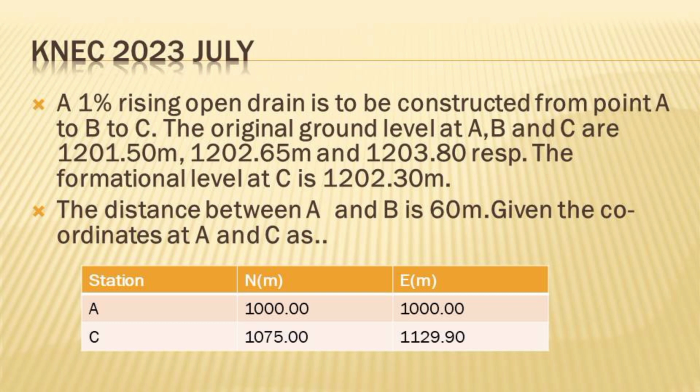The distance between A and B is 60 meters. Given the coordinates at A and C are as follows, there we have a table. We have been given the northing and the easting of A and C. This is a concept you know, a question tackled under module 2 under survey, that is traversing by theodolite. The examiner sight-based. Given those two coordinates, you can calculate the distance between A and C, and that is what they needed you to do. The question continues.